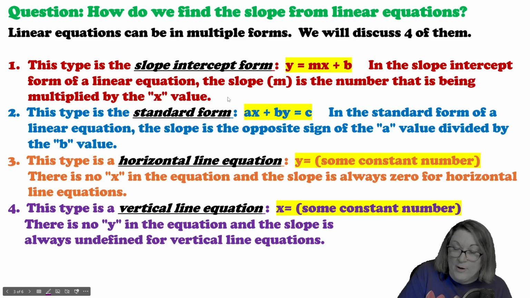In a standard form equation, it's a little bit more complex. In the standard form of an equation, the slope is the opposite sign of the a number divided by the b value. So in your standard form equation, you're going to have a number where that a is and a number where that b is. So what you should do is take the number that the a is, change its sign. So if it's negative, change it to positive. If it's positive, change it to negative. And then divide it by the b, and that will give you your slope ratio for standard form equations.